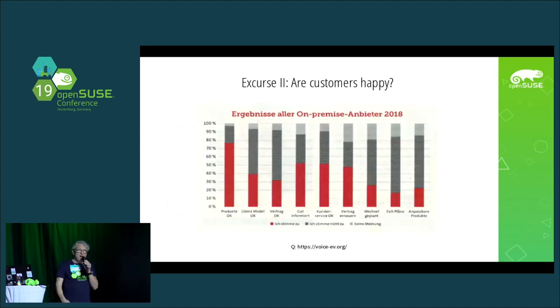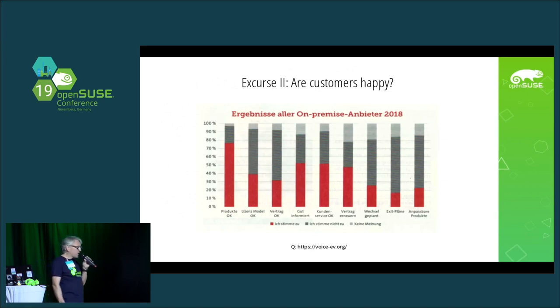And I found this little chart, sorry for the quality, I copied it out of a paper. Voiceev.org asked about 200 large software vendors in Europe various questions about their on-premise software installation. And there are three key figures which I would like to point out for you. So first of all, or second of all, is the license model okay? Roughly 40% say, yeah, the license model is okay. But 55% say, no, sorry, the license model is not okay.